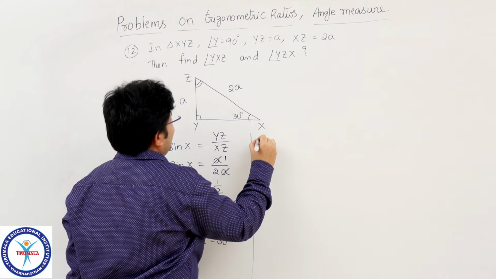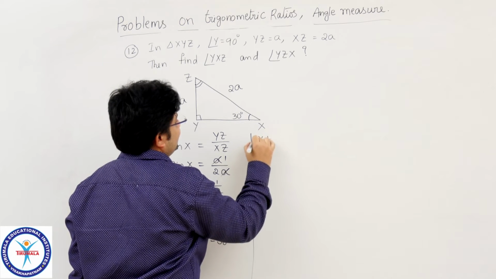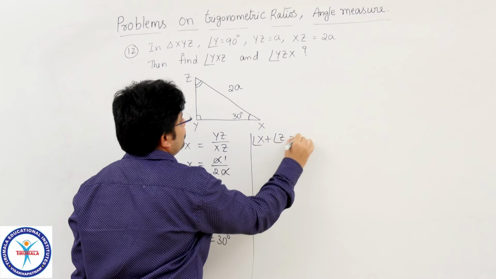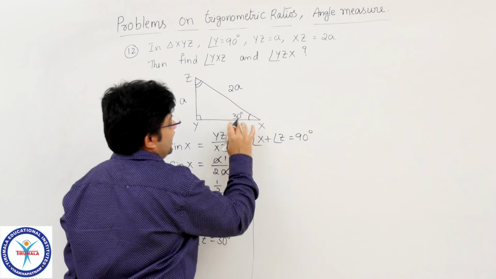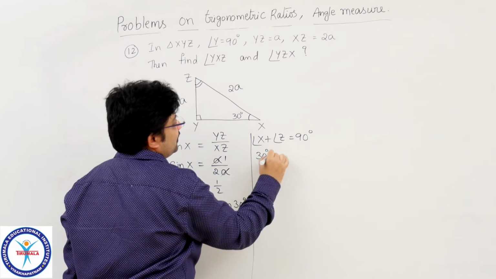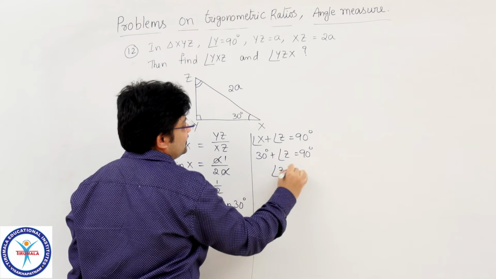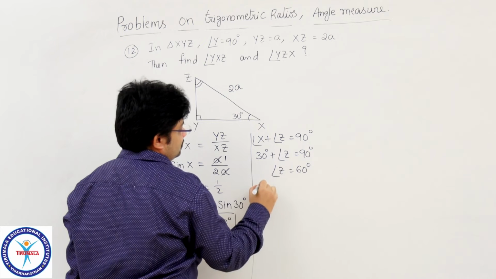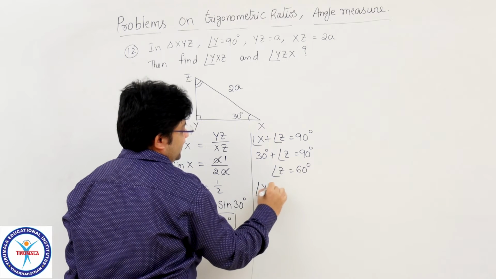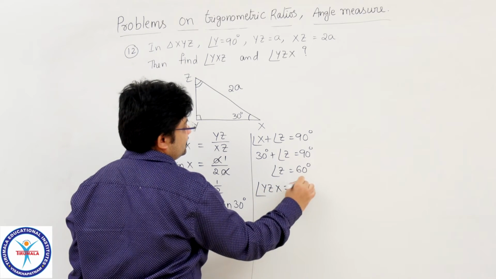Okay. So, angle x plus angle z is equal to 90 degrees. Angle x is 30 degrees, plus angle z is equal to 90 degrees. Therefore, angle z is equal to 60 degrees. Therefore, angle YZX is equal to 60 degrees.